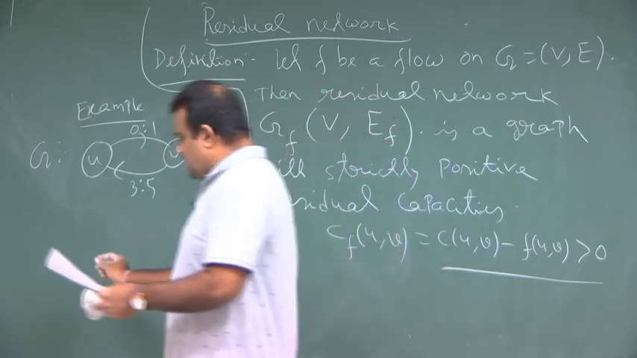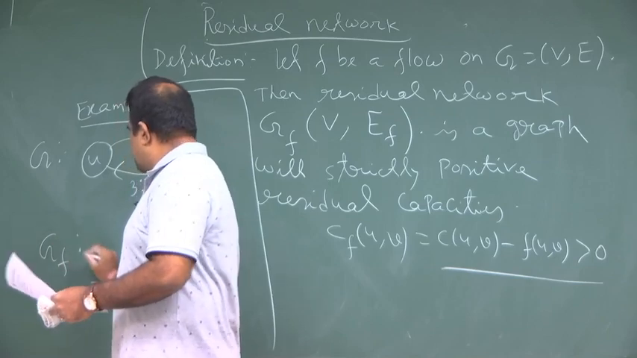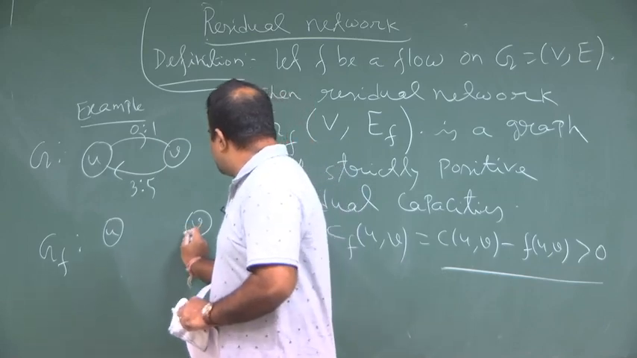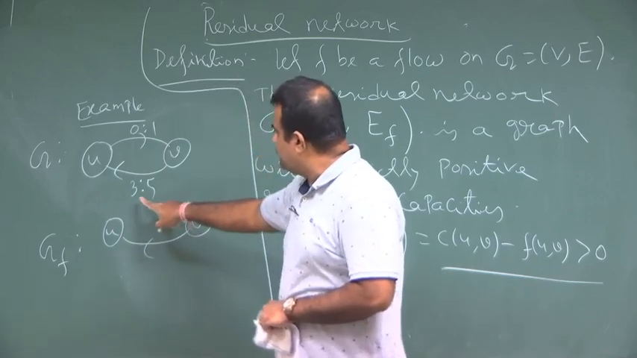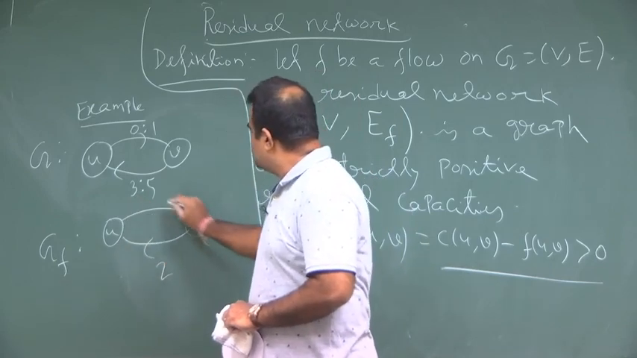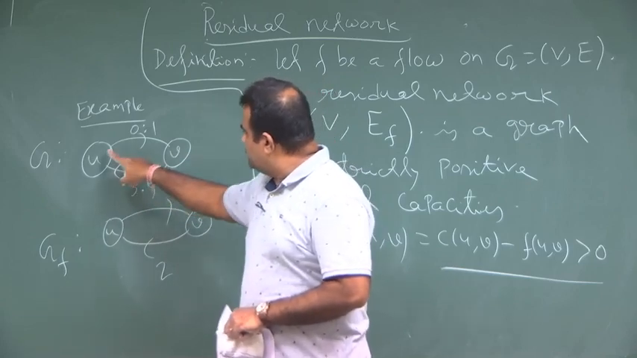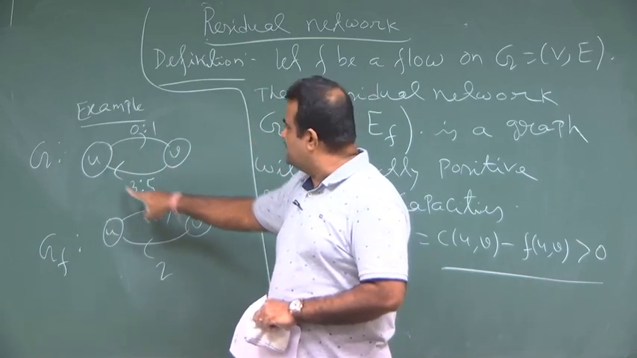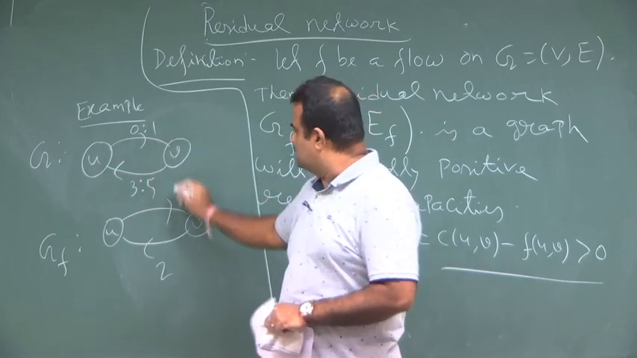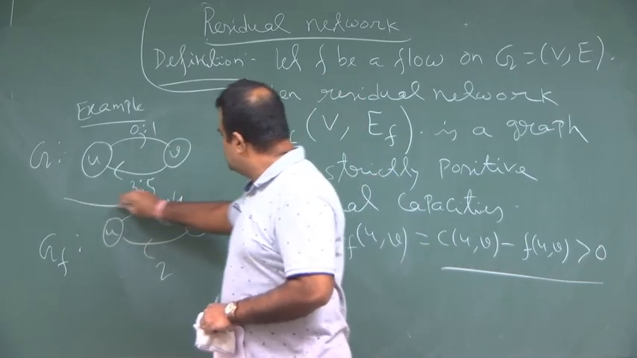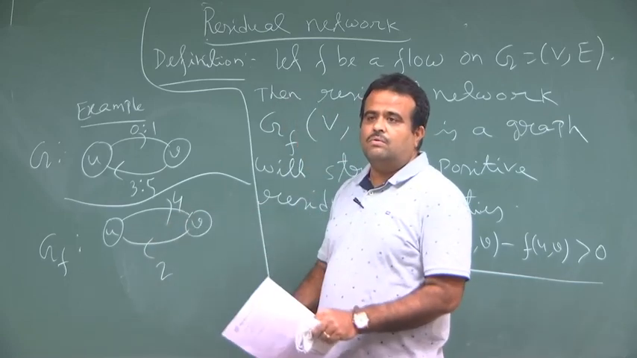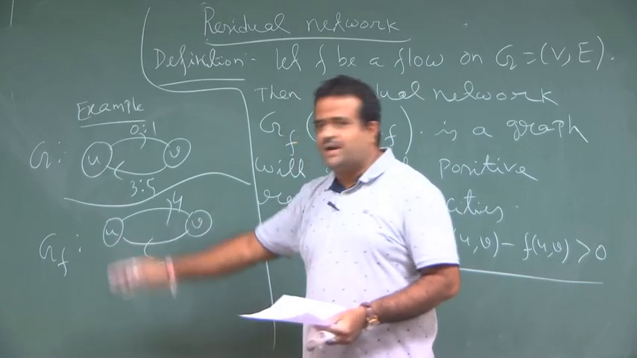So, in G_f this will become like this, u v. How much more current can we pass from this to this? The capacity is 5, we have 3, so we can pass 2. And from this to this, the net flow is minus 3 and the capacity is 1. So, 1 minus of minus 3, this is 4. So, 4 units of current we can flow here and 2 units of current we can flow there.